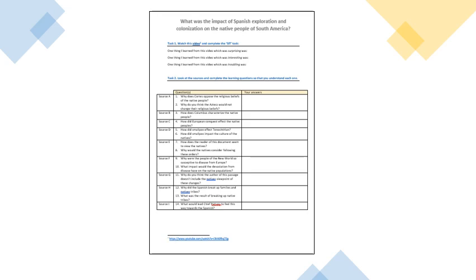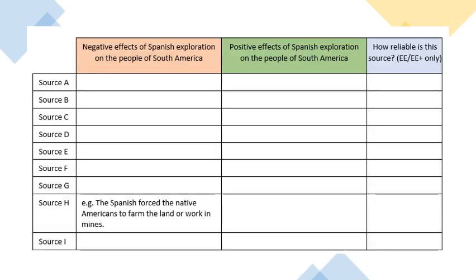The second task is looking at each of the sources and answering the questions in the column on the right hand side. And then thirdly, task 3 is doing as much of the table as you can, finding examples of positive and negative effects of the Spanish conquistadors. There is an example that's done there for you. I'll be available for live chat support during the lesson, and I hope you enjoy learning about the impact of the conquistadors.